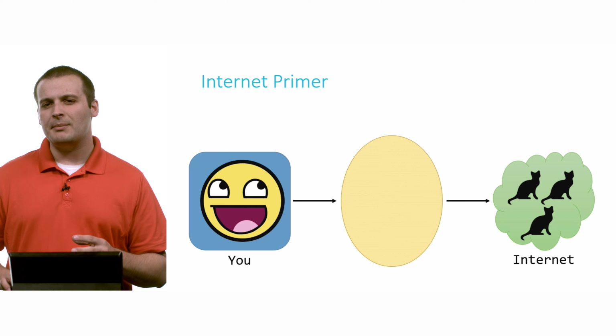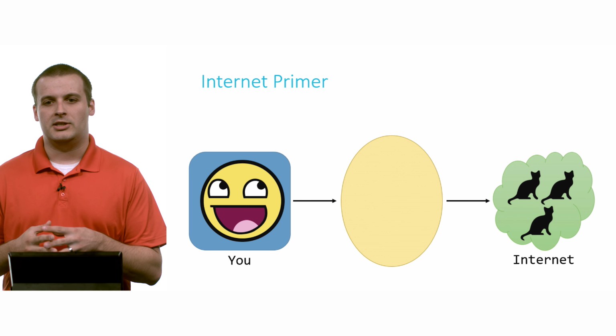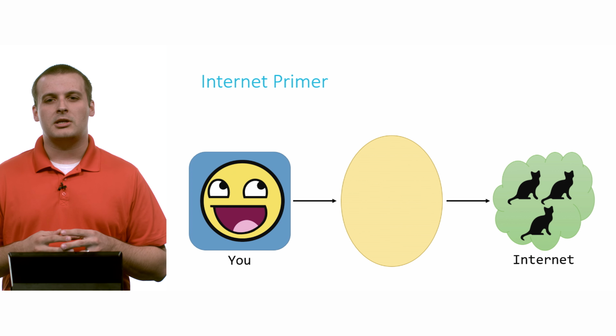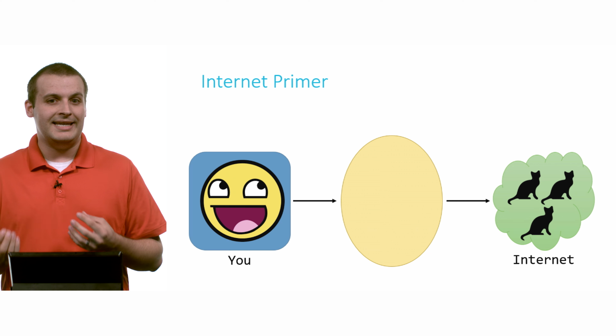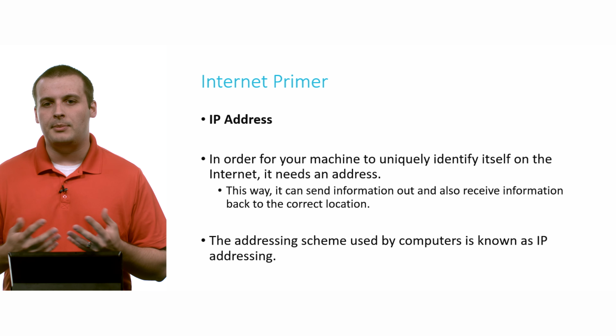And so something or some things exist in between when we want to connect to the internet. What are some of those things? Well, we're going to talk about that, but we're also going to talk about some of the important things we need in order to be able to connect to the internet. And the first of these things is an IP address.